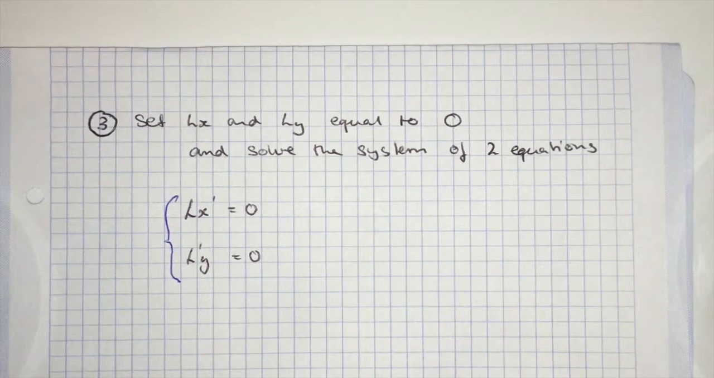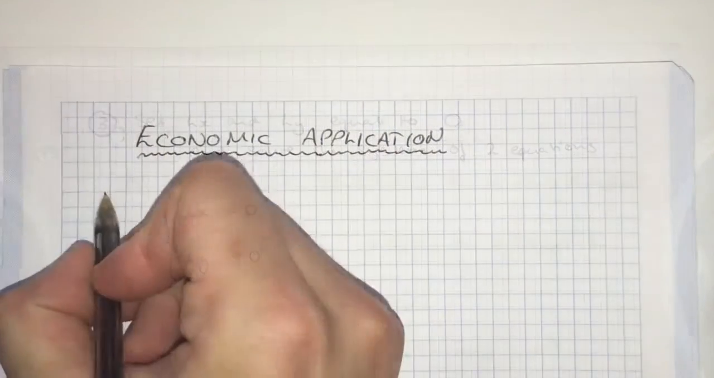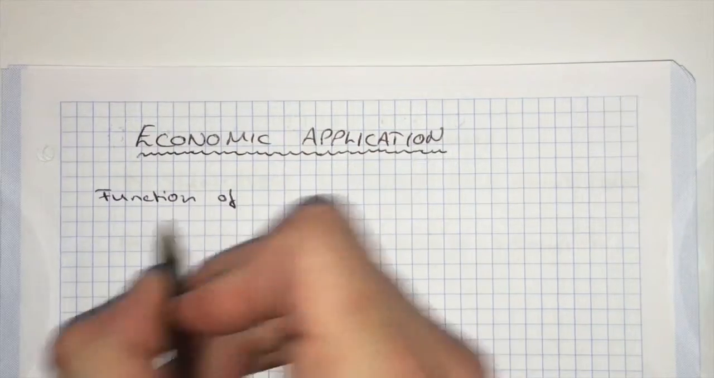Now we have to set the derivatives with respect to x and y equal to 0 and solve the system of two equations. That's it with the theory. Let's make it clear with an economic application.